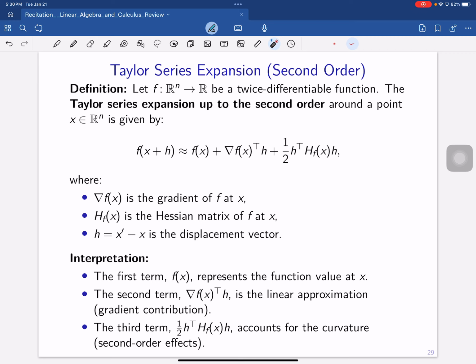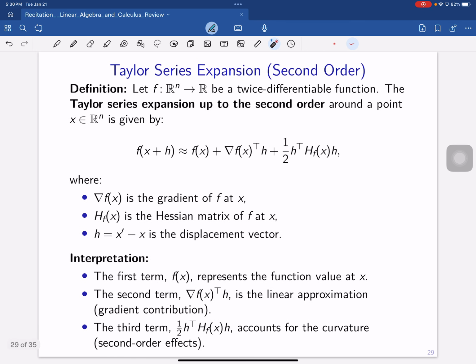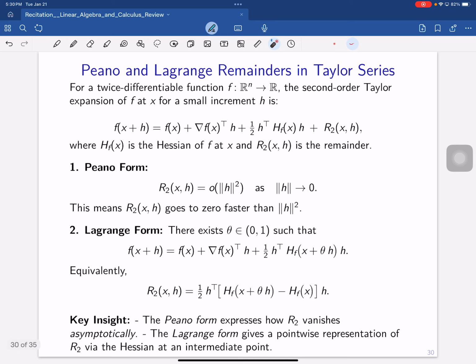Okay. So Taylor series expansion would be quite useful in deriving some of the algorithms we are going to use, like Newton's method. Then if you only expand this to the second order, there will be what is called the remainder of the Taylor series expansion, right? So there are two typical forms people use. One is called the Peano form in Taylor series. The other is called the Lagrange form.